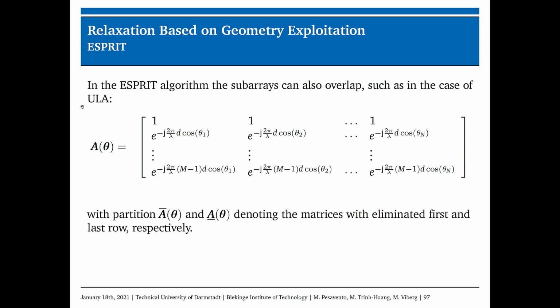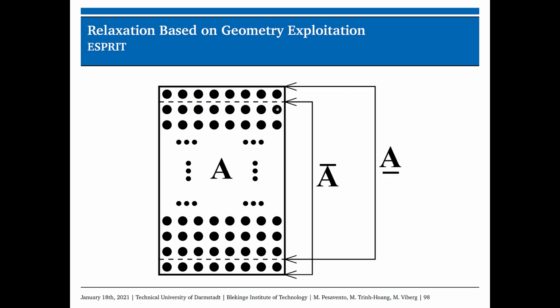For example, in uniform linear array geometries, as provided here, we can partition the array steering matrix into two overlapping subarrays where part of the sensors belong to the first and the second subarray at the same time. For example, we can define matrix A underbar as a subarray steering matrix containing the first m-1 sensors, and A overbar as a subarray steering matrix containing the last m-1 sensors.